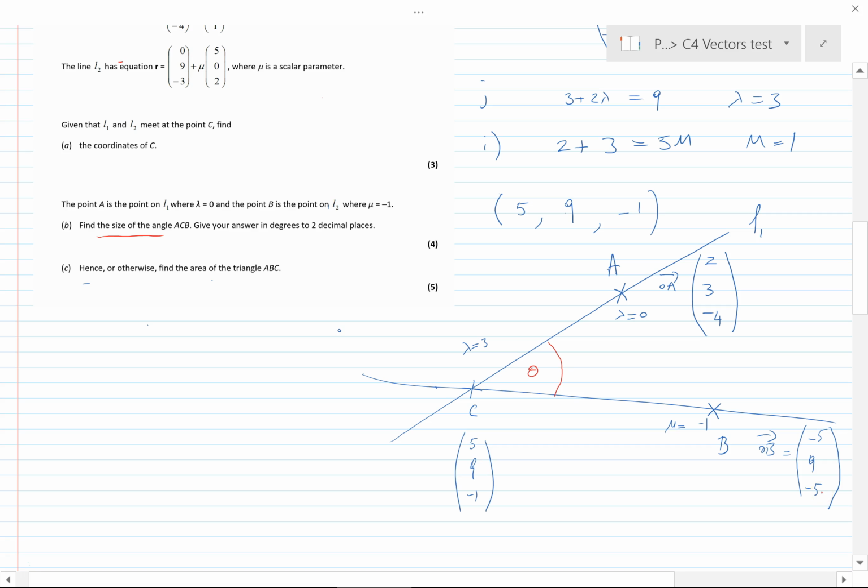which of course is going to give you the correct answer. I'm going to try and cut a bit of time, because of course we know the direction vectors of these.